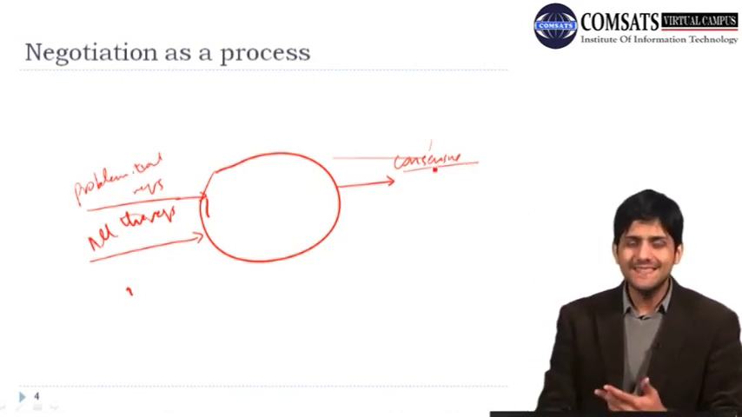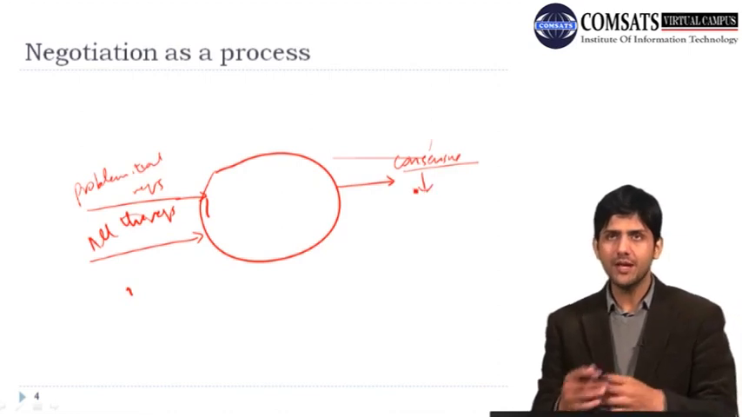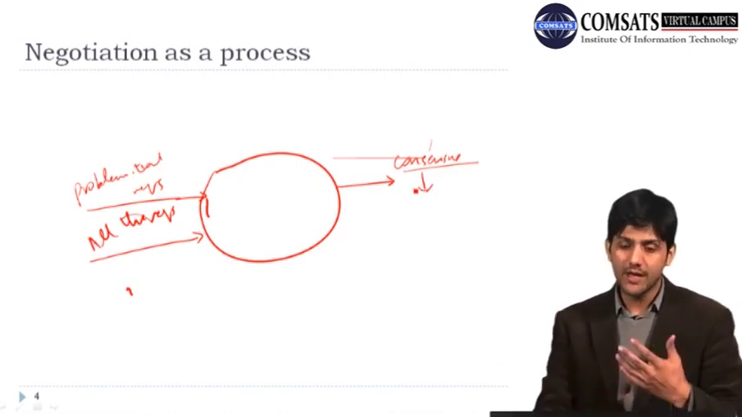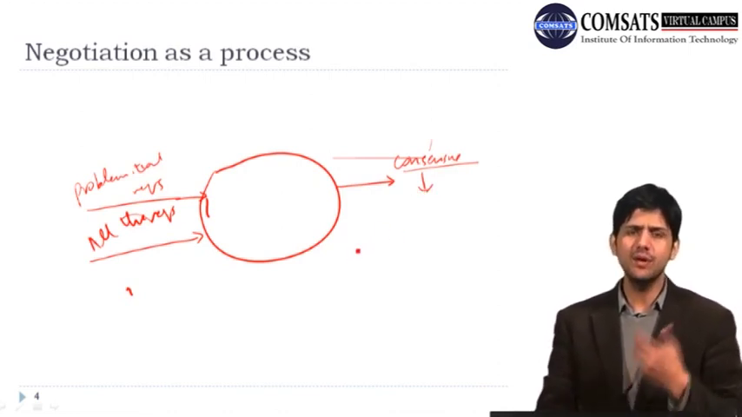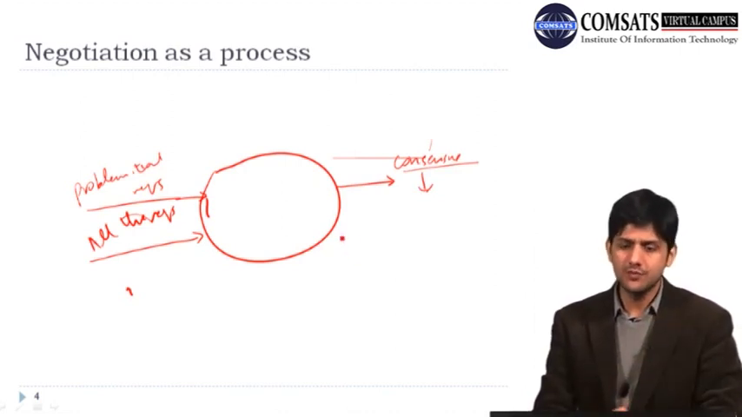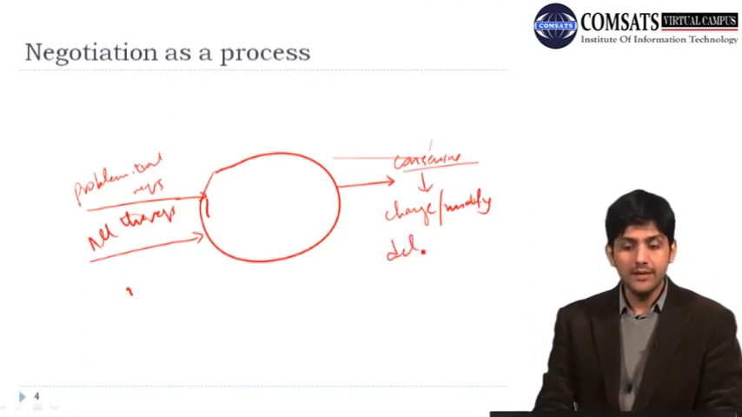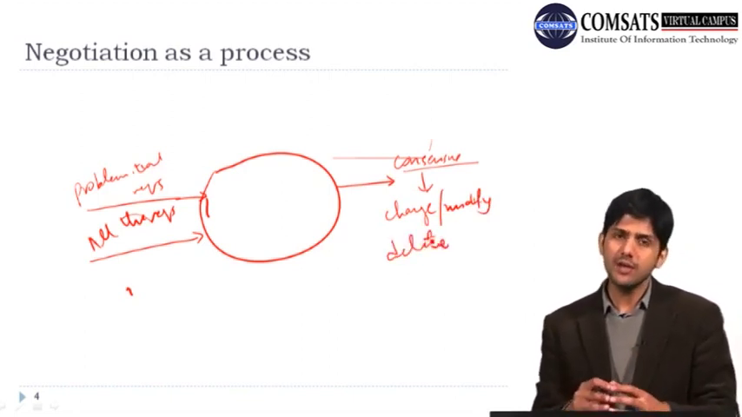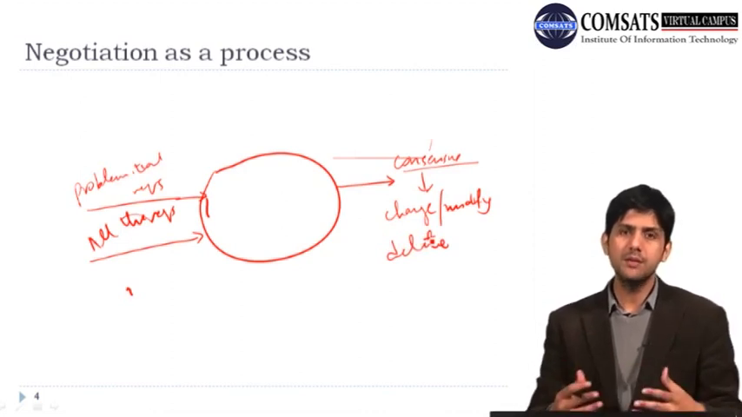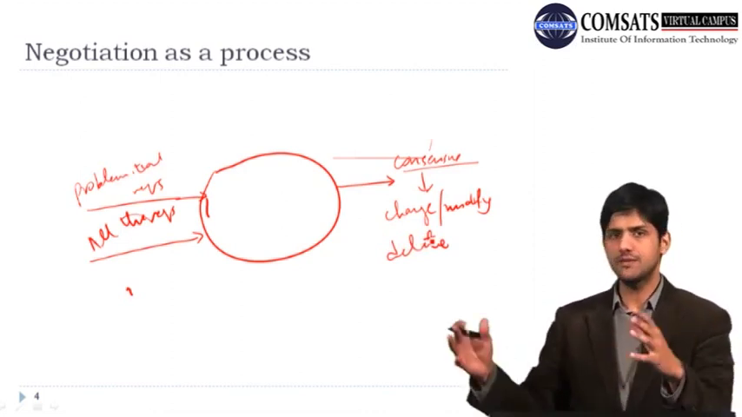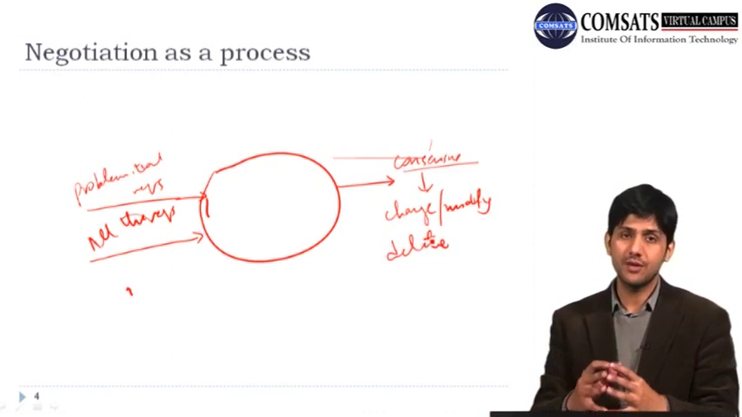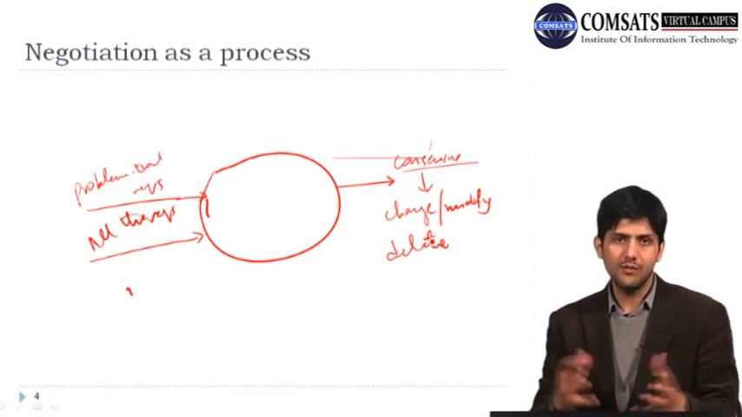And when we talk about consensus, this output can also be broken down into smaller items. For example, when we say consensus, what do we do with the requirements? There are three possibilities with each conflicted requirement. We either change or modify it so that everybody is happy, or we delete it. That's another option: we say, okay, this is a problematic requirement and it is not really important, so let's just get rid of it. Everybody says okay, because the priority was not that high, so we may delete it.